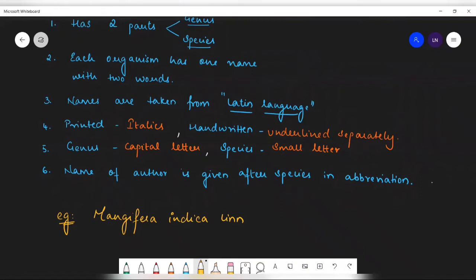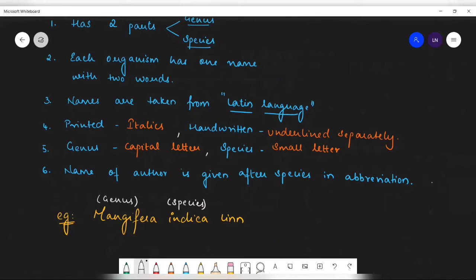Now, what is the first rule here? How many parts is it having? It is having two parts, which is genus and species. Clear? Now, from where are these names taken? The names of these organisms are taken from the Latin language.